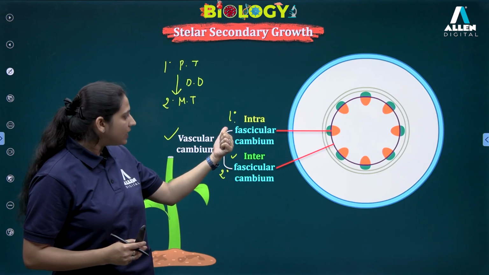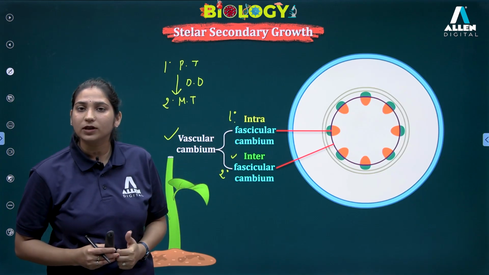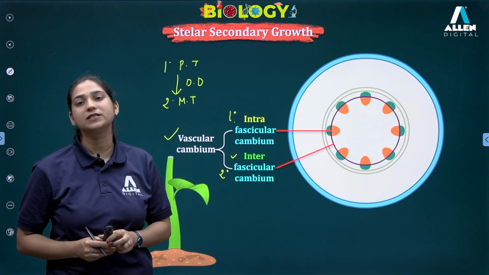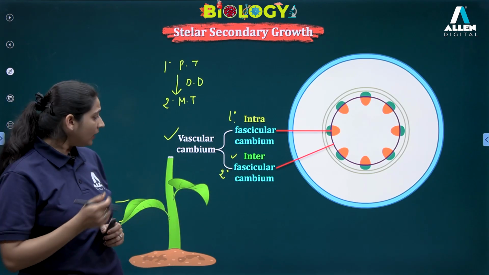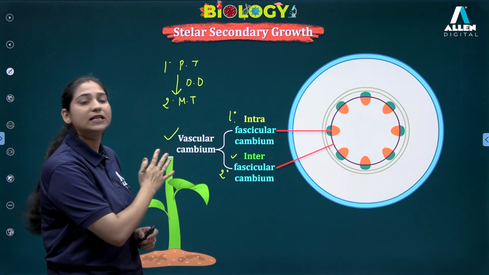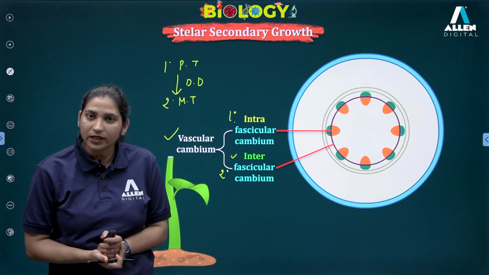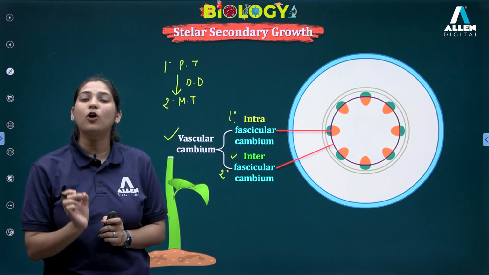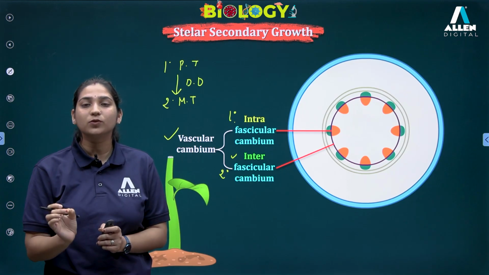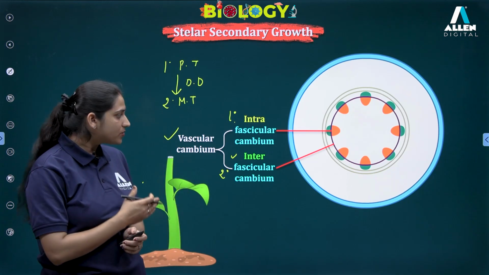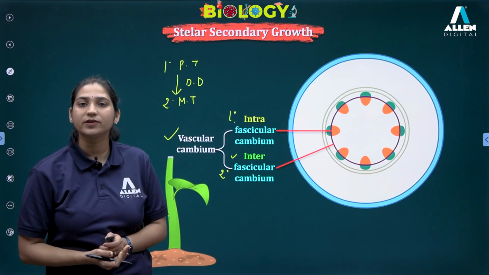Because primary meristem is the intrafascicular cambium and secondary meristem is the interfascicular cambium. As the name suggests, it is a vascular cambium. So definitely what it is going to do here, it is going to form secondary vascular tissues. Secondary vascular tissues means secondary xylem and secondary phloem.